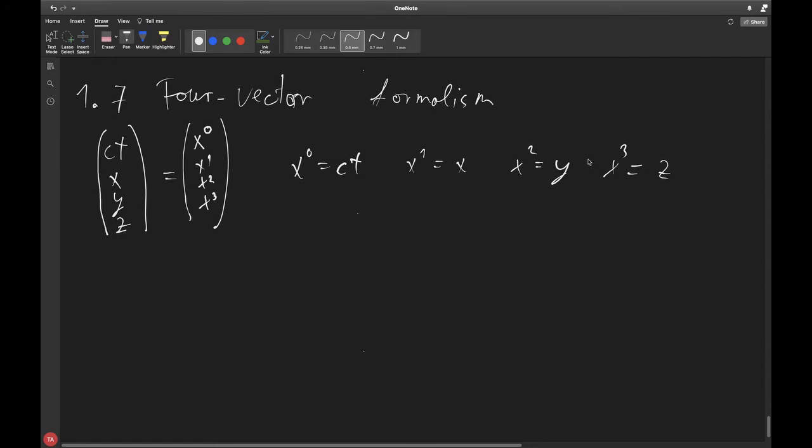Okay, so these 1, 2, 3 are not powers. This is not x squared or x cubed. These are just an index which shows where they are in the vector. So I'm going to call this x mu. It's a four vector. So mu is the parameter which goes from 0 to 1, 2, 3, or the number of dimensions minus one. So if we have a four-dimensional space-time, then it goes up to three. If we have 11 dimensions, then it goes up to 10. So this x mu is a four vector.